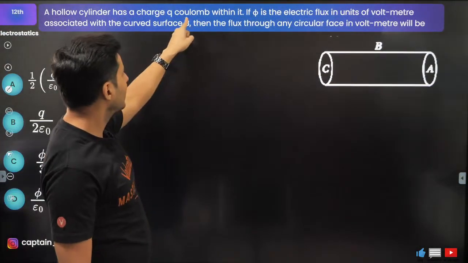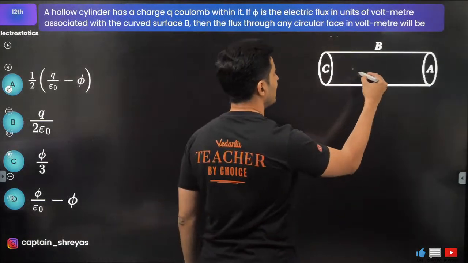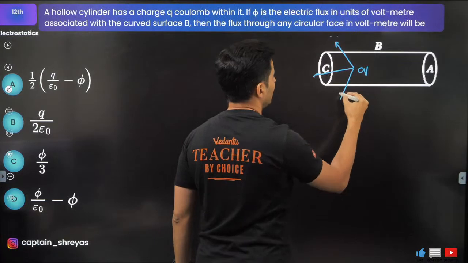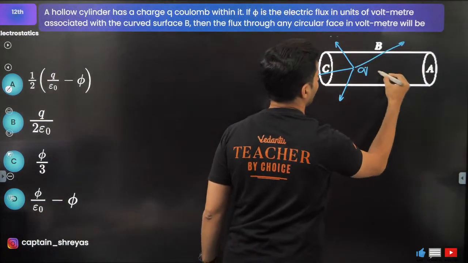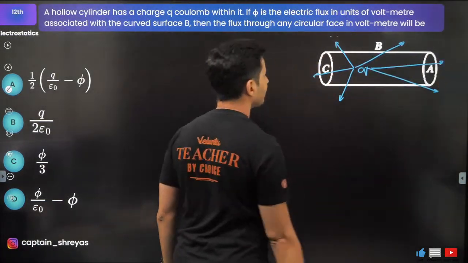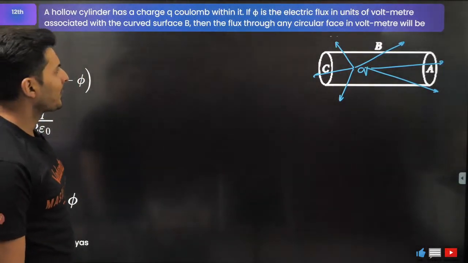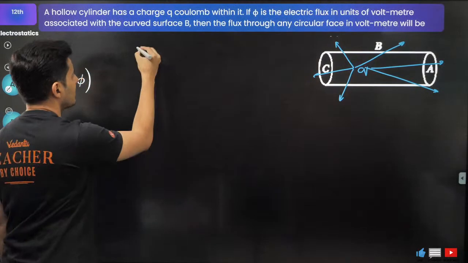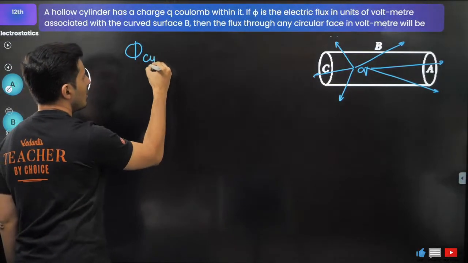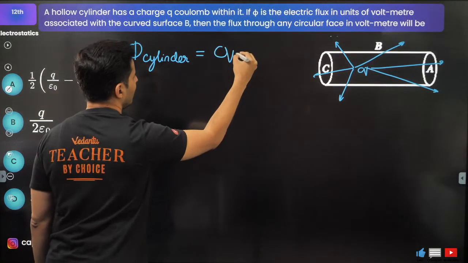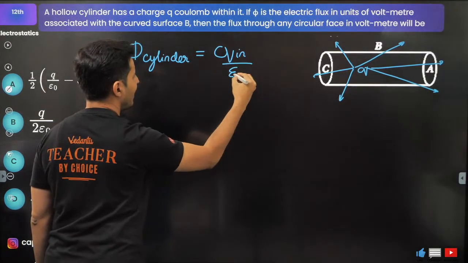There is a hollow cylinder with charge Q coulombs inside it. Okay, there is Q coulomb inside it, so obviously it will be creating flux through everywhere. All right, something like this. Great. Now the total flux through the cylinder, I know, is nothing but the charge inside by epsilon naught.